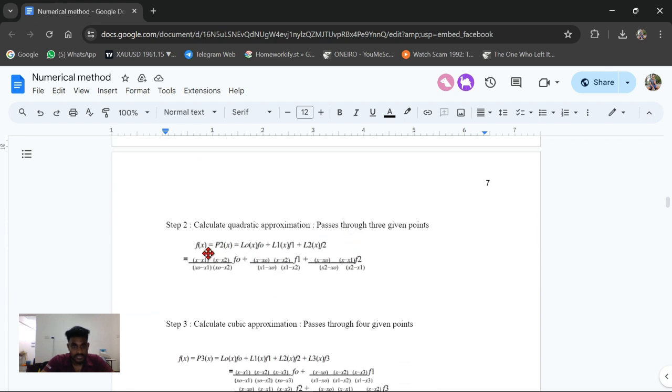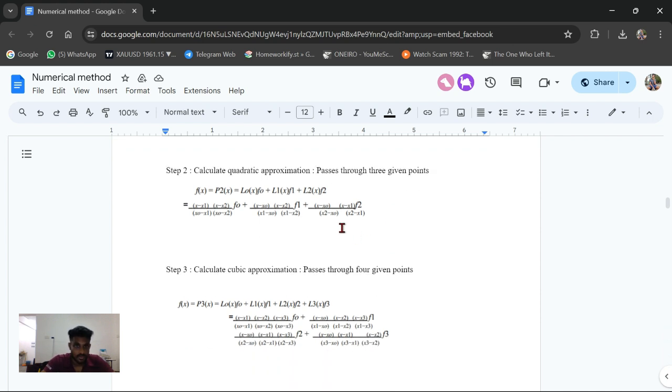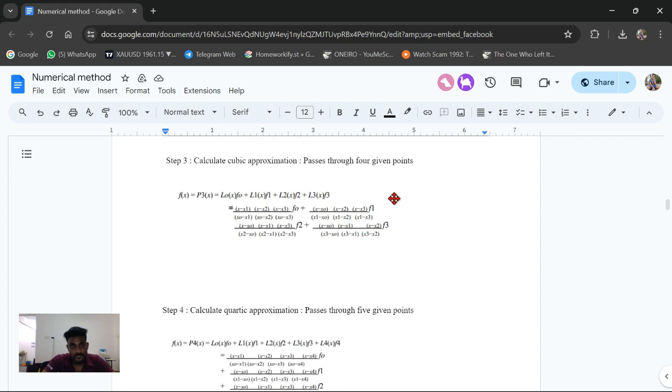And then for the second step, we have to calculate the quadratic approximation, which passes through the three given points before. So f(x) equals P2(x) equals L0(x) f0 plus L1(x) f1 plus L2(x) f2. So L0 is (x minus x1) times (x minus x2) over (x0 minus x1)(x0 minus x2). And the same goes for L1 and L2. As we should see before, in the numerator, if it is L0 there will be no x0 here. If L1, there will be no x1. If at x2, there will be no x2. So it is similar, and the same goes for step 3.